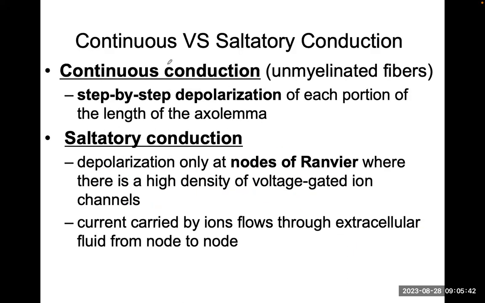Now, there's two different types of conduction. There's continuous conduction and saltatory conduction. Of the two, the faster one is the saltatory conduction. Continuous is a little bit slower. Continuous conduction is happening in unmyelinated fibers. It's really a step-by-step depolarization that's taking place the full length of the axon, whereas saltatory conduction is depolarizing only at the nodes of Ranvier.